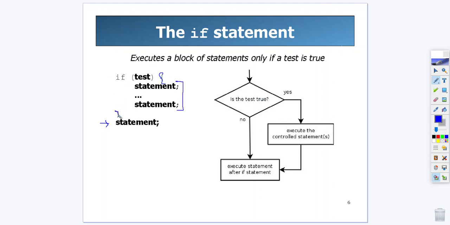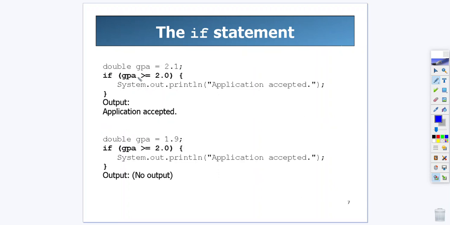Now, in the absence of braces, you only are allowed to have one statement associated with the if. But that's bad form, because it can get a little confusing. In other programming languages, indentation is significant, like in Python, but in Java, indentation means nothing. So it's good habit, no matter if you have one statement or 100 statements inside your if block, use curly braces. So like here, if my GPA is greater than 2.0, my application is going to be accepted.